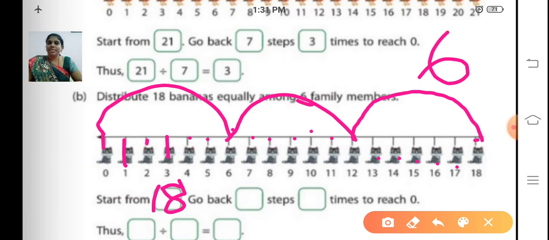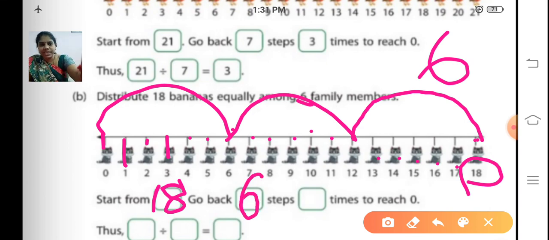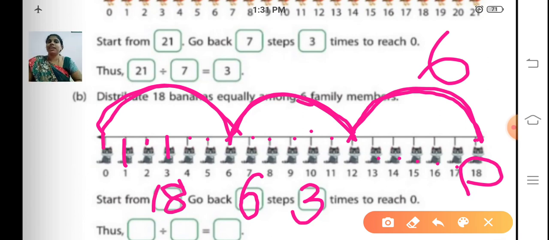So start from number 18. Go back 6 steps. Just see how many times we went back. 1 time, 2 times, 3 times. So 3 times to reach 0. From 18 to 12, 1 step. Then 12 to 6. Then 6 to 0. Isn't it? So now shall we write this?